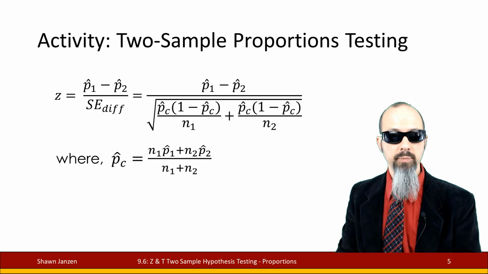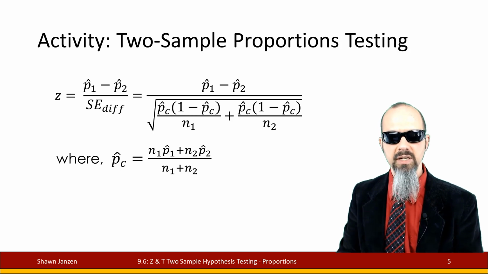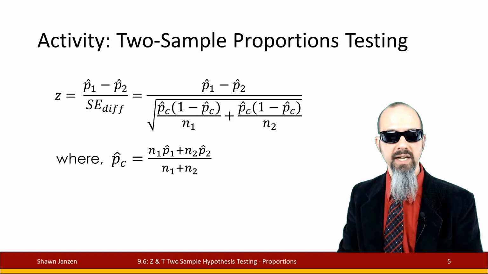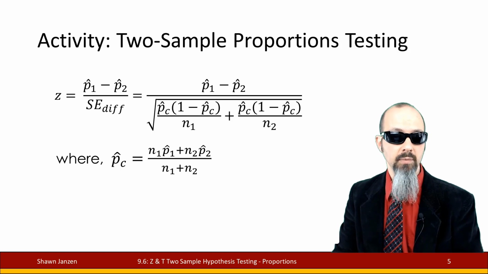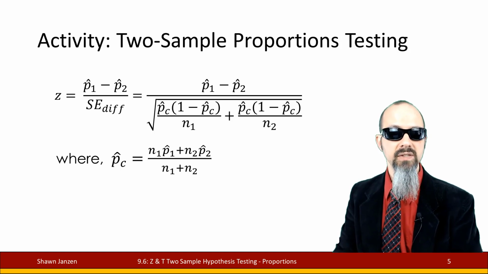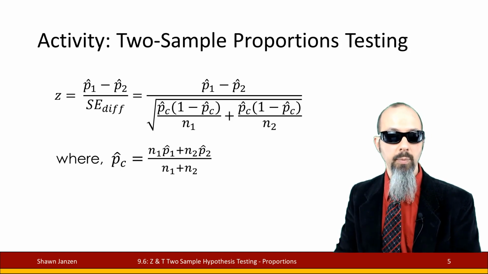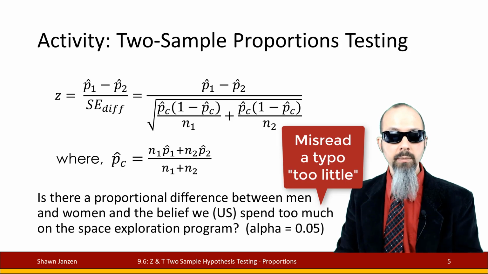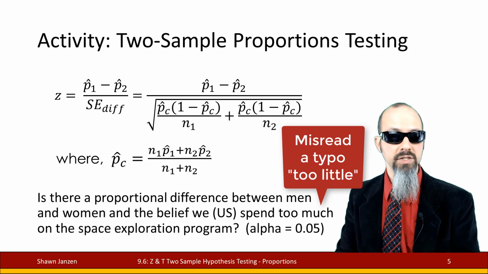And we have this thing called P hat sub C, and this is where it gets a little bit different. P hat sub C is a method in which we combine the sample sizes and proportional data into a particular statistic that we then insert into the denominator to help us calculate the standard error of the difference for the proportions. It's an extra step, but one that we just have to go through. And I'm going to use this formula here to answer a question example.